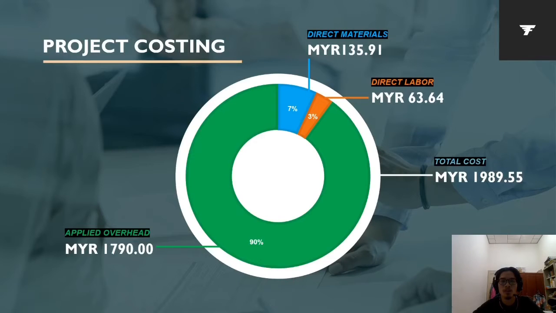Okay, here is the partition of our project costing. Direct materials take about 7% of total cost. Direct labor takes about 3% of total cost. Applied overhead takes about 90% of total cost.